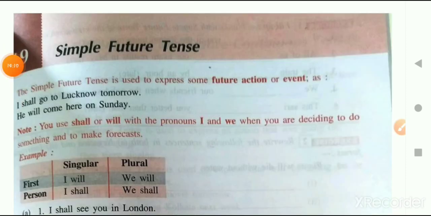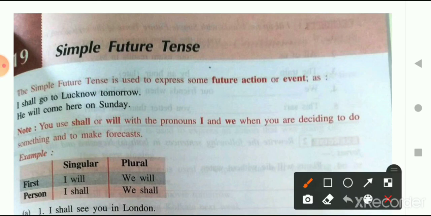Okay, so children, we have talked about simple present tense and simple past tense. Now we are going to move on with simple future tense. So what is simple future tense? Simple future tense is used to express some future action or event. Whenever we are talking about a future action that is going to happen, we can consider it as simple future tense.